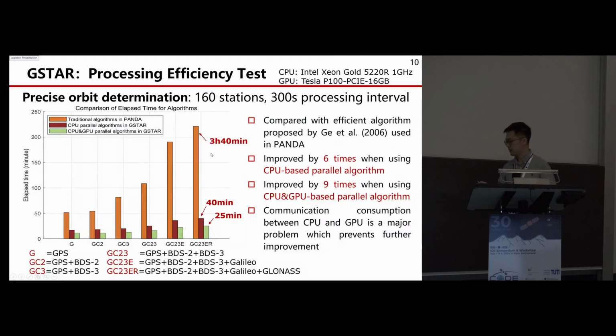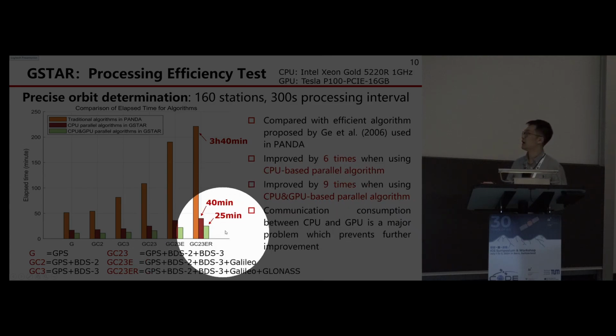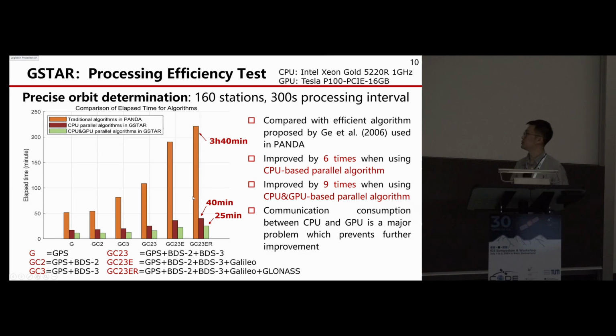You can see that when all the 4 satellite systems are used, the CPU-based parallel algorithm costs about 40 minutes, which is about 6 times faster than the traditional one. And when both CPU and GPU are used, GSTAR costs 25 minutes, about 9 times faster than the traditional one. You can see that it's a great improvement. But I think it is not an ideal result because the communication consumption between CPU and GPU is still a major problem which prevents further improvements.